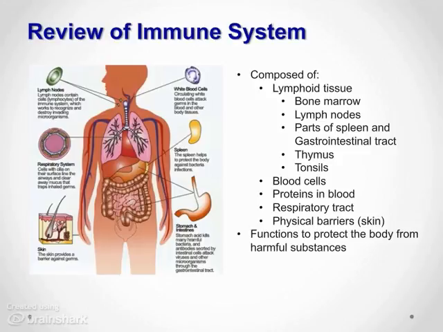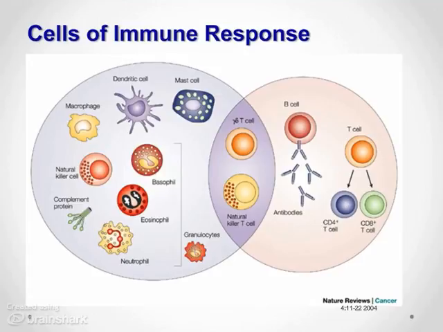The immune system is composed of lymphoid tissue, blood cells, proteins in the blood, the respiratory tract, and even physical barriers like skin, all designed to protect the body from harmful substances. Cells in the blood that participate in the immune response include the white blood cells, such as T and B lymphocytes, shown on the right, and granulocytes and monocytes, shown on the left.